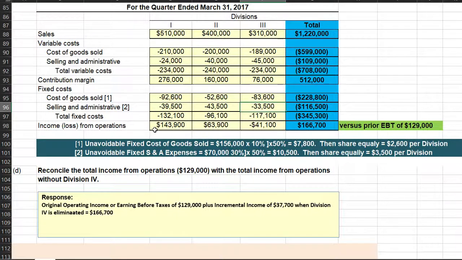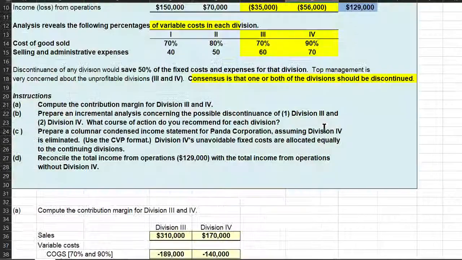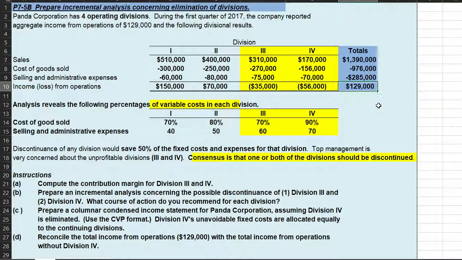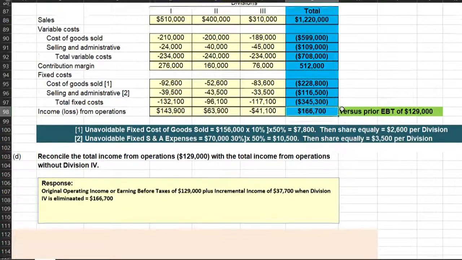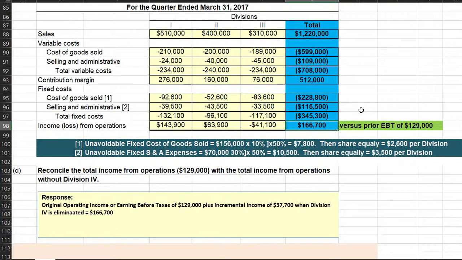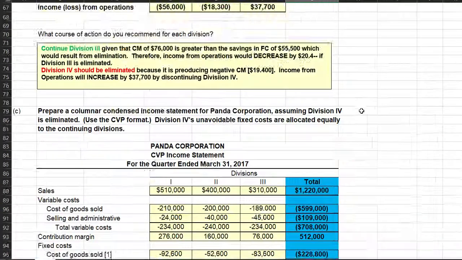So now we have net income for Division 1 is now 143.9. Net income for Division 2 is 63.9. Net income for Division 3 is still a loss of 41,100, but notice that overall we are in a better position. Before, we had a total profit of 129, and now we're looking at a total profit of 166,700. Why did we have that improvement?